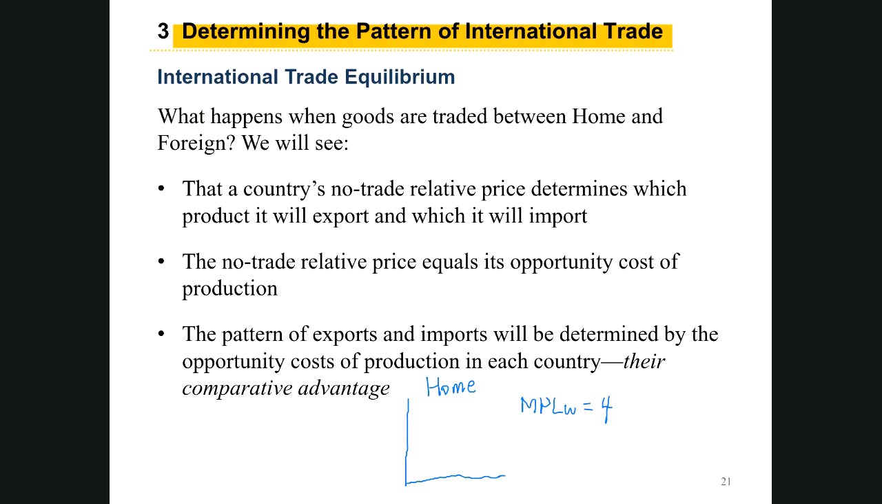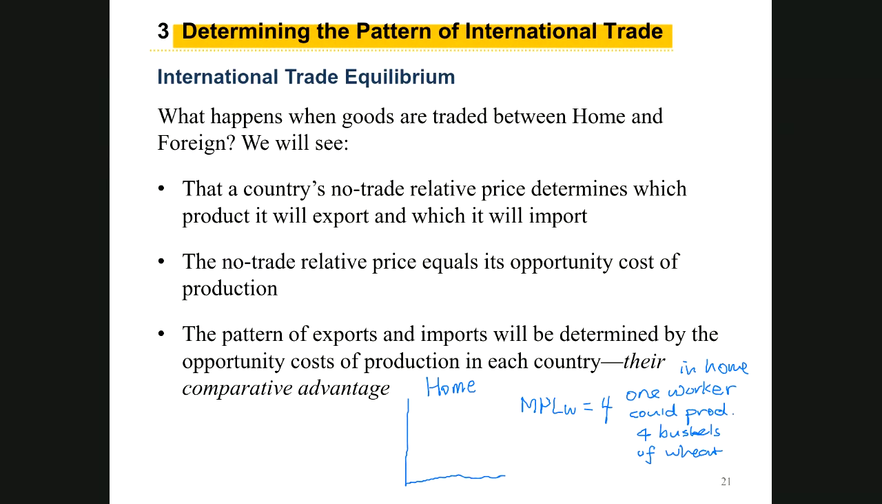So I don't want to write it here, or maybe I should write it. One worker could produce 4 bushels of wheat. Okay, remember this is in the home country. Remember the subject country is very important in all of the neoclassical trade models. What else? What do we need to know?